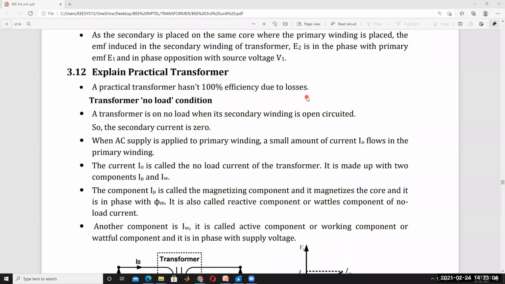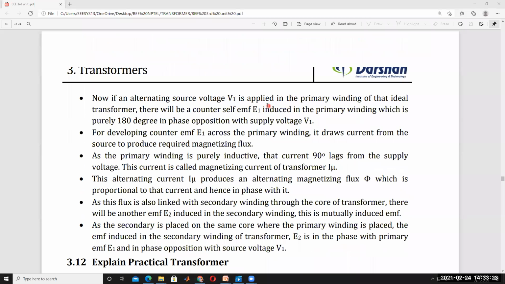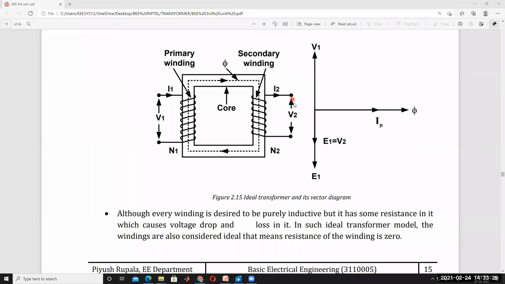Due to losses, the practical transformer does not have 100% efficiency. Is it clear? Okay, transformer under no load condition means there is no load connected across the secondary winding of the transformer. In between this terminal and this terminal, there is no load.